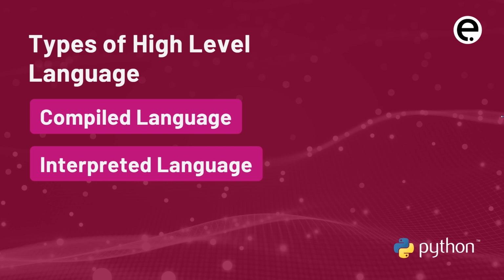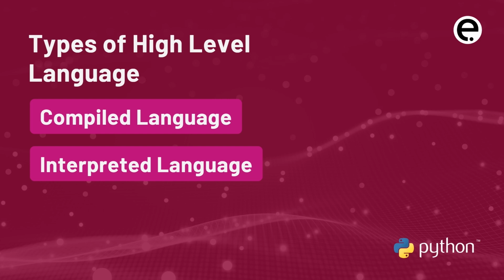So what is a high-level language? As I already discussed just now, high-level language is easier for us to understand. We can directly understand high-level language. It's almost written in the form of the English language. The way we write in English, the same way we write code in a high-level programming language. But there are two types of high-level programming language: the compiled language and the interpreted language.